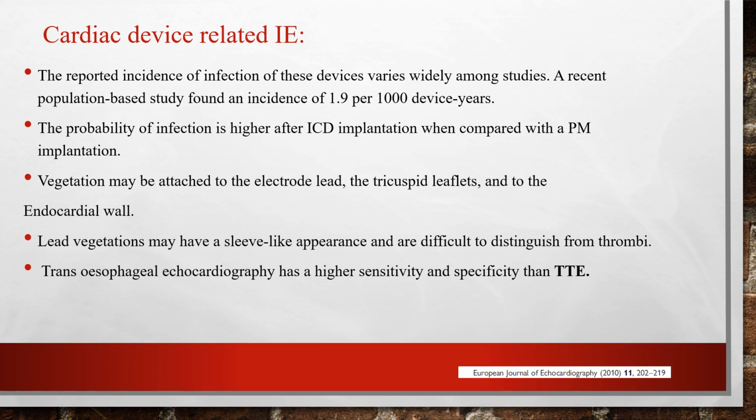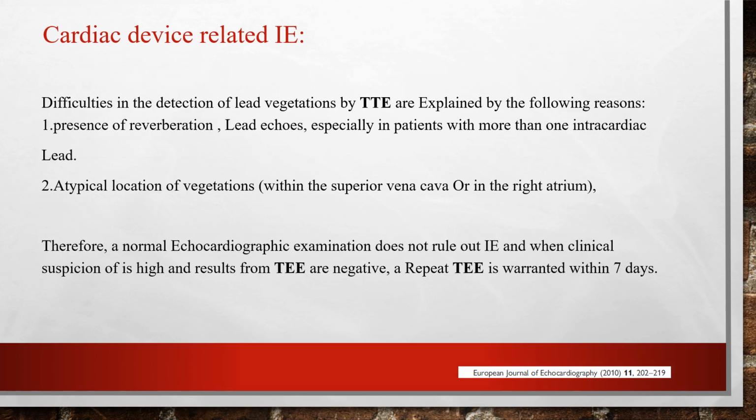Lead vegetation may have a sleeve-like appearance and is difficult to distinguish from a thrombus, and TEE has higher sensitivity and specificity compared to transthoracic echo when it comes to cardiac device-related infective endocarditis. The difficulty of detecting lead vegetation by TTE is explained by the following reasons: the presence of reverberation lead echoes, especially in patients who have multiple intracardiac leads, or sometimes an atypical location of vegetation, such as in the superior vena cava or the right atrium. Therefore, when you have a normal echocardiographic examination, you do not rule out infective endocarditis when the clinical suspicion is high. And always think of repeating a TEE within 5 to 7 days if it's negative.